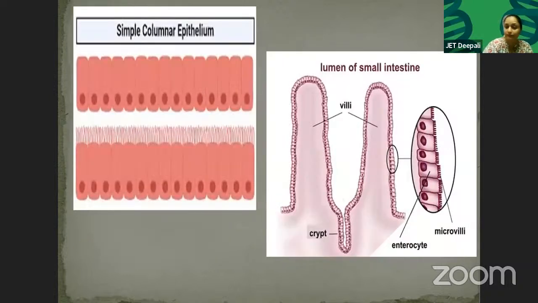You will be able to understand it with the help of the diagram. See, this is our epithelium. This is our intestinal wall, the inner intestinal wall. So microvilli are present on the free ends. Microvilli are like cilia. Here you can see these are microvilli. So what is the function of microvilli? They increase the absorptive surface area of the intestine.